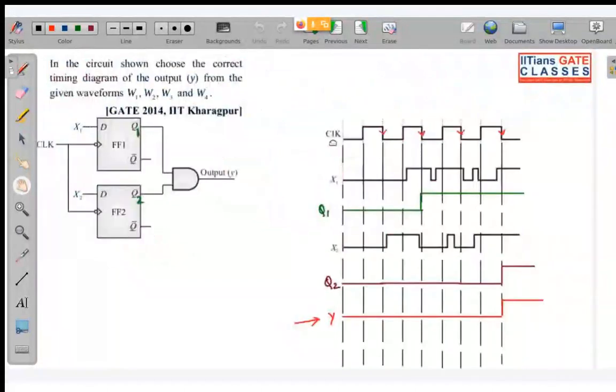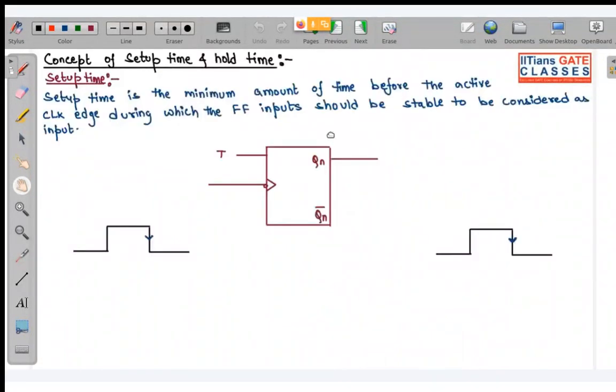So today we have to study the concept of setup time and hold time. Okay, what is setup time, what is hold time? First let us see what is setup time. What do you understand by this name, setup? What are you basically setting up over here? What do you think?